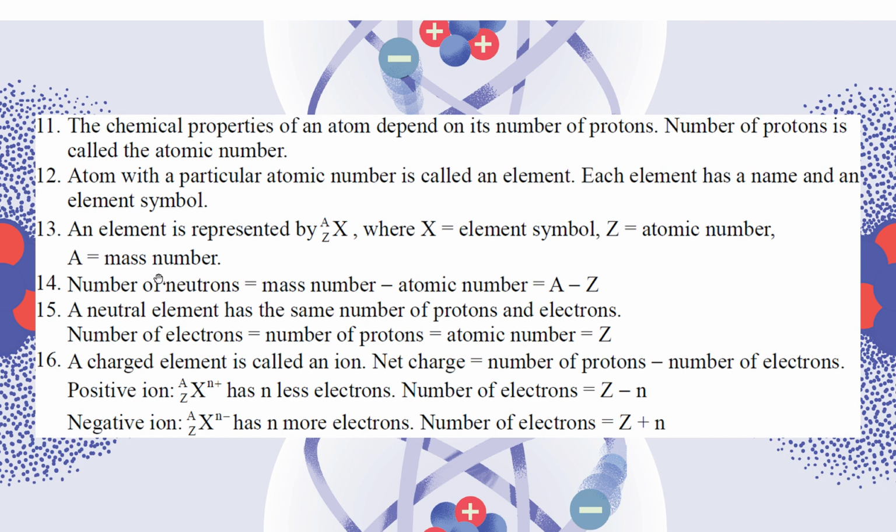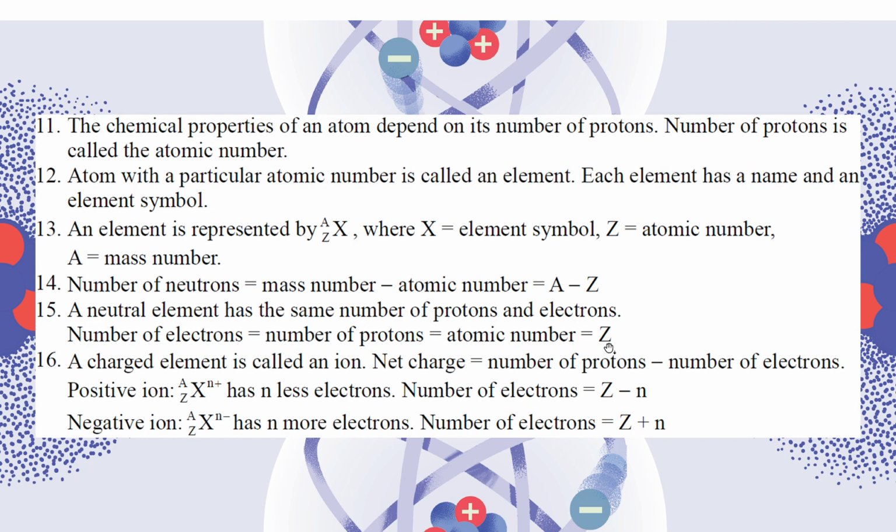How do we find the number of neutrons? Easy, A minus Z, mass number minus atomic number. The missing mass without charge is the neutron number. A neutral element has the same number of protons and electrons. We call a neutral element an atom. So the number of electrons equals the number of protons equals the atomic number Z for a neutral atom.